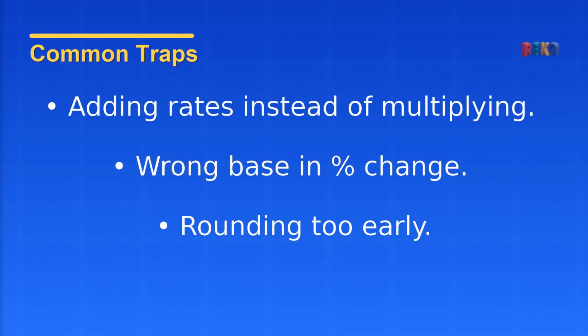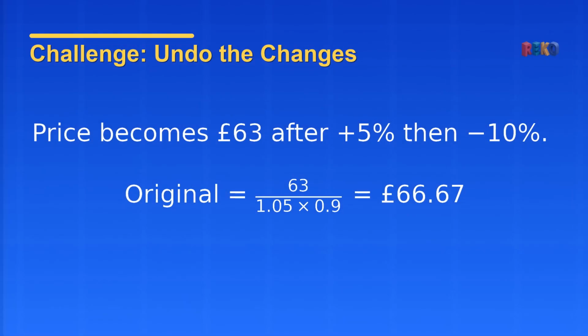Don't add successive rates. Multiply multipliers. Always divide by the original value. And delay rounding until the end. A price ends up at 63 after a 5% rise, then a 10% cut. Original equals 63 divided by (1.05 times 0.9). Try it now. Pause if you want.